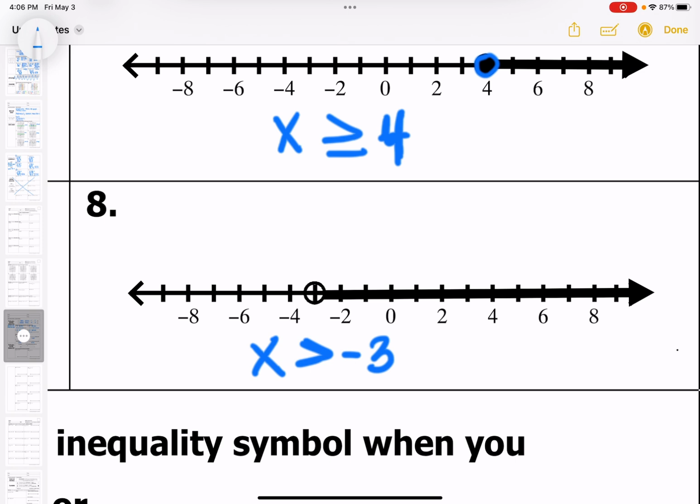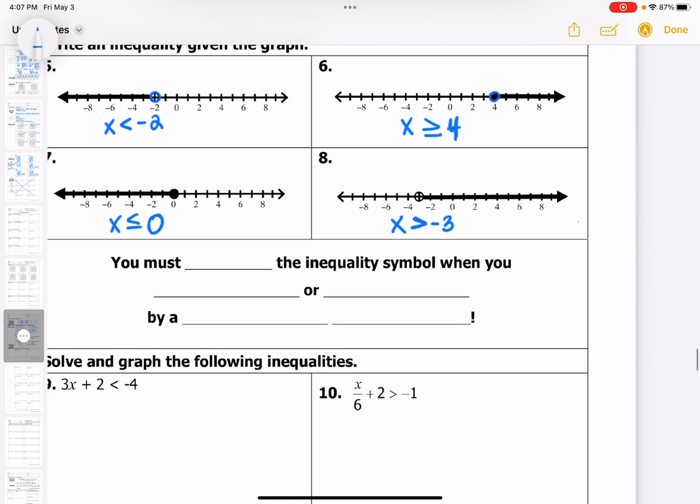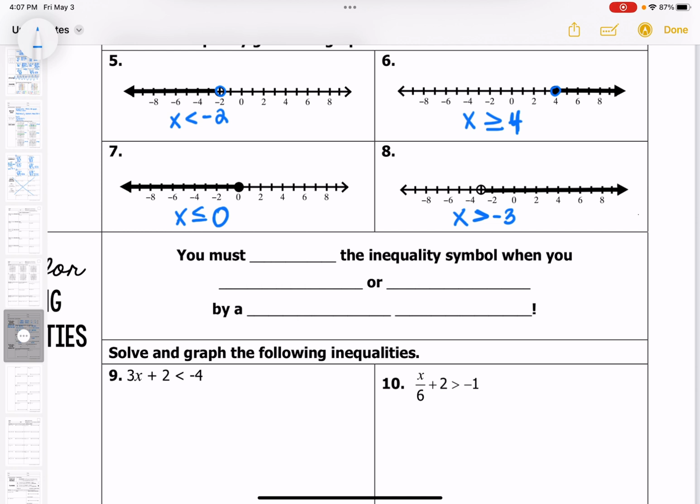All right, so now we're going to talk about solving inequalities, and then we're also going to graph them on a number line when we're done solving them. Solving inequalities is really similar to solving an equation like you've done forever. There's one difference, and that is that you must flip the inequality sign when you multiply or divide by a negative number. We're going to do an example in a minute where you're going to have to do that.